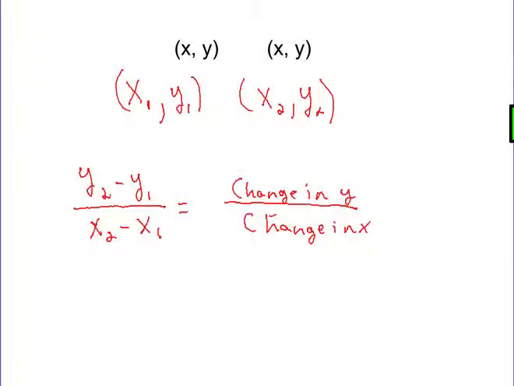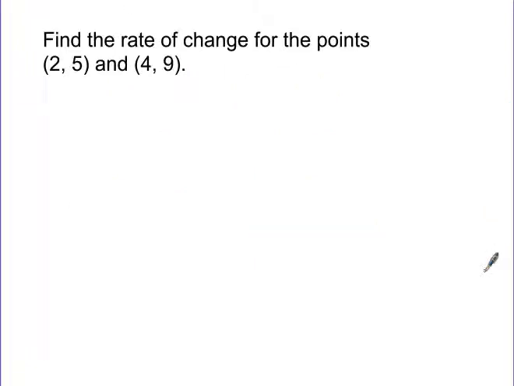Let's look at some examples. Find the rate of change for the points 2, 5, and 4, 9. So these are 2 points on a coordinate plane, 2 ordered pairs, and I want to find the rate of change for these 2 points. So what is the formula? y2 minus y1 over x2 minus x1. Just like when we learn new stuff, I'm going to drill that in quite a bit. Now it's just a matter of substitution.